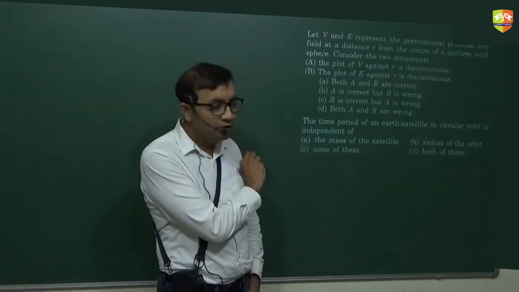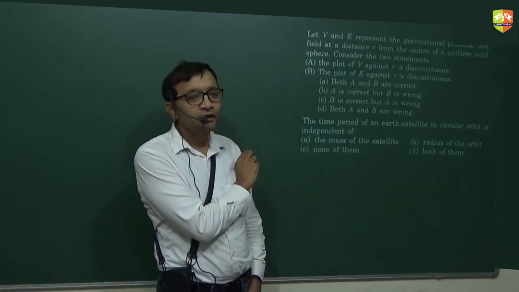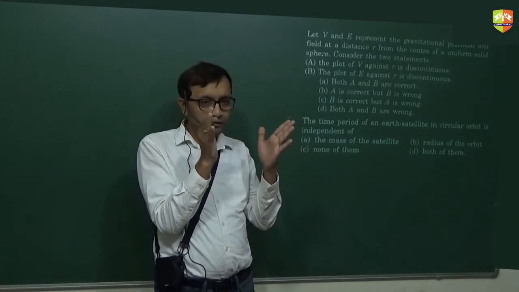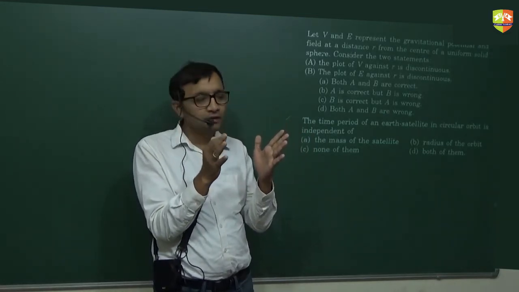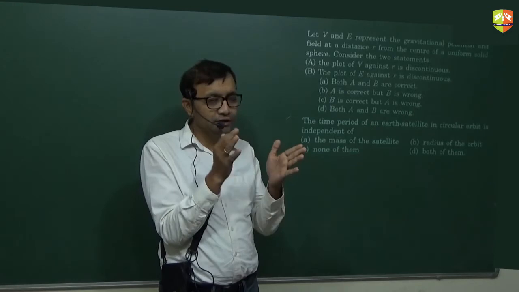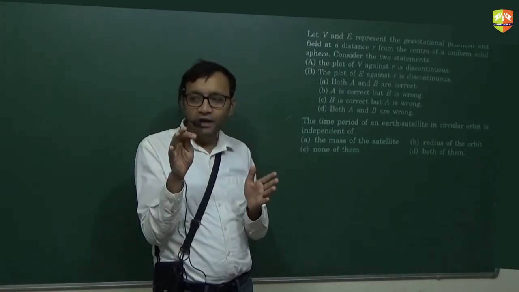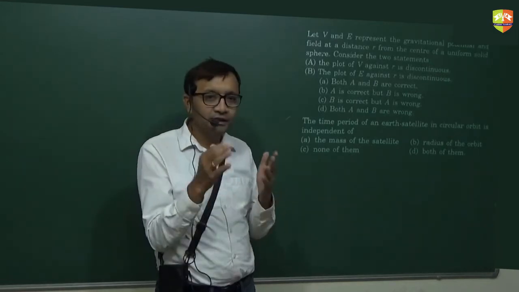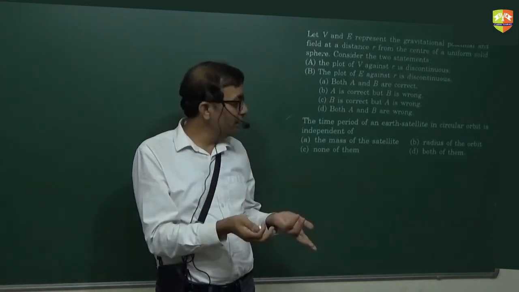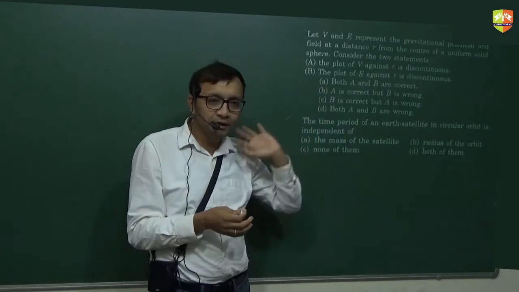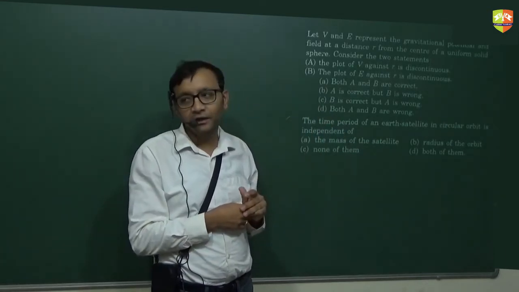So it is independent of mass. How will you derive it? You first write mv square by r is equal to g m1 m2 by r square. From there you get velocity, and 2 pi r divided by velocity is the time period. When you do all that, you will see that the mass of the satellite disappears. It is independent of that.